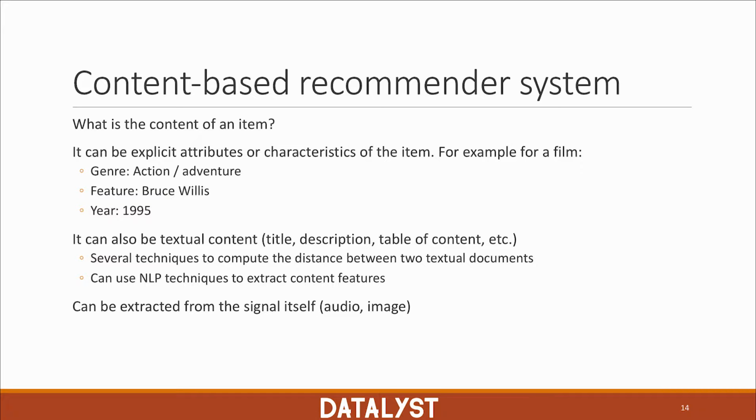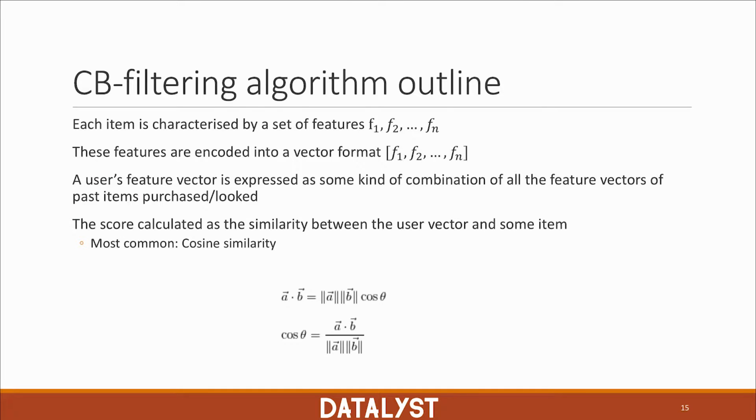And in some other cases, let's say audio or image, we have features which can be extracted from the signal itself. So there are features, for example, in the audio, if we're talking about songs, to describe beats per minute of the song or how loud the song is, etc. So the content-based filtering algorithm works as follows. We accept that each item as well as its user is characterized by a set of features. And these features are recorded in a vector format. So that's pretty much standard, as it happens with all machine learning algorithms.